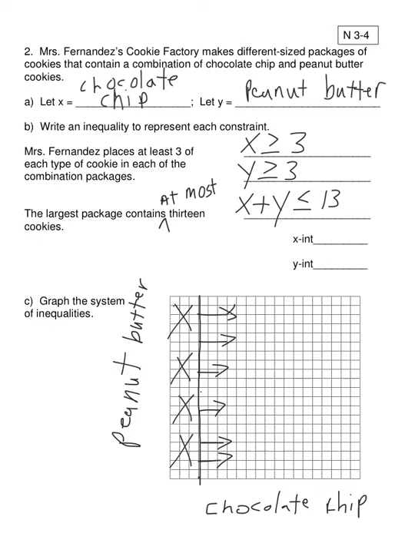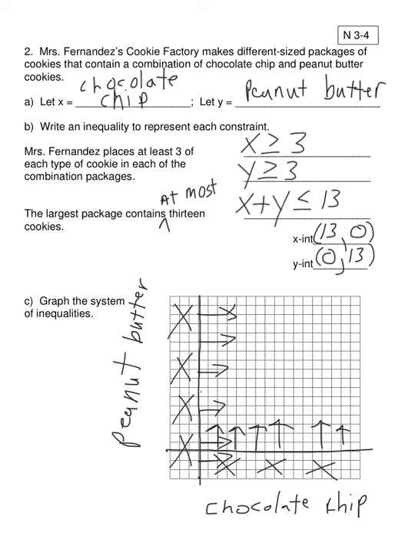Now, y is going to be greater than or equal to 3, so that is a horizontal line going through y, and greater than is shaded up. So that means everything down here is now no good. And finally, we have to graph the last equation, so I'm going to have to do an x and a y intercept. For an x-intercept, I plug 0 in for y. When I put 0 in for y, that leaves me x equals 13. If I plug 0 in for x, that leaves me y equals 13.